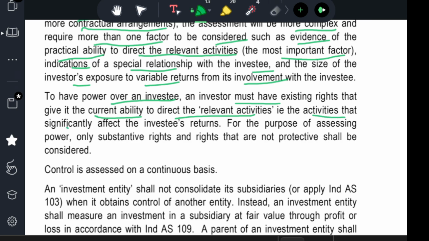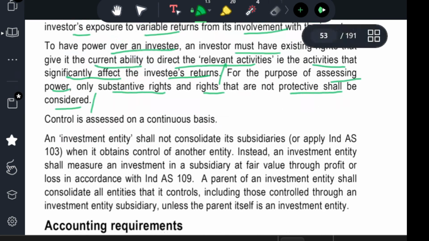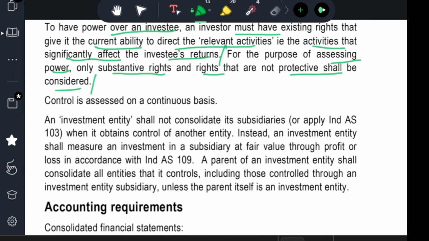That is, the activities that significantly affect the investee's returns. The return is always important. How does this investor affect the return? Does he have the right to affect the return, the power to affect the return? How can he influence the return? For the purpose of assessing power, only substantive rights and rights that are not protective shall be considered. Control is assessed on a continuous basis.